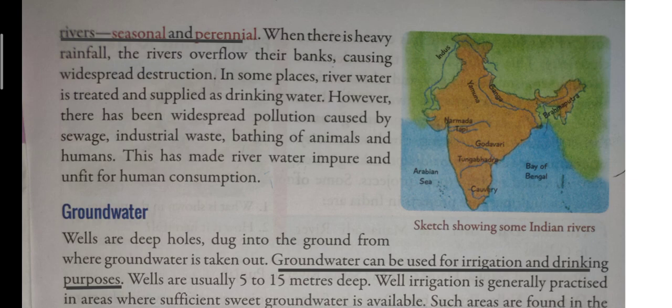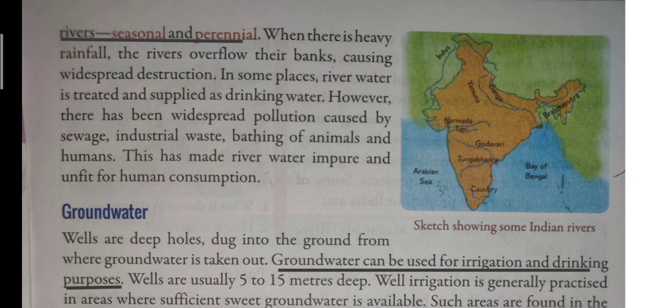So, children, as we just read, there are two types of rivers. First is seasonal rivers and second is perennial rivers. Seasonal rivers receive water from the rainfall. Rivers like Narmada and Kaveri are seasonal rivers.